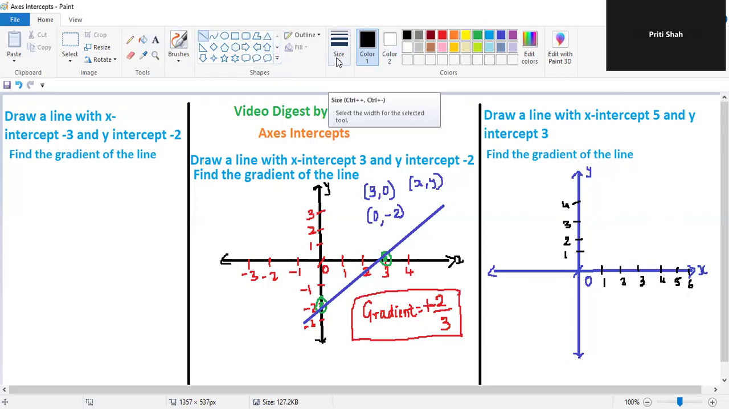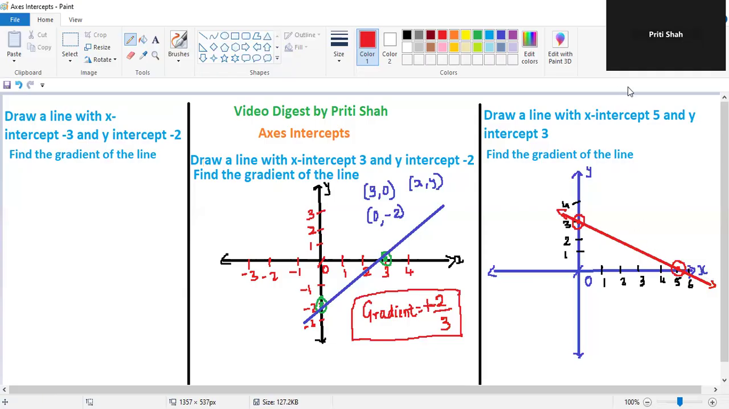And now let's point the intercepts. First, x-intercept is 5, so let's point it at 5 on the x-axis, which is right over here. And y-intercept is 3, so on y, we go to 3, which is over here. And now we draw a line which will connect these 2 points. Okay, let's draw that line. Perfect.